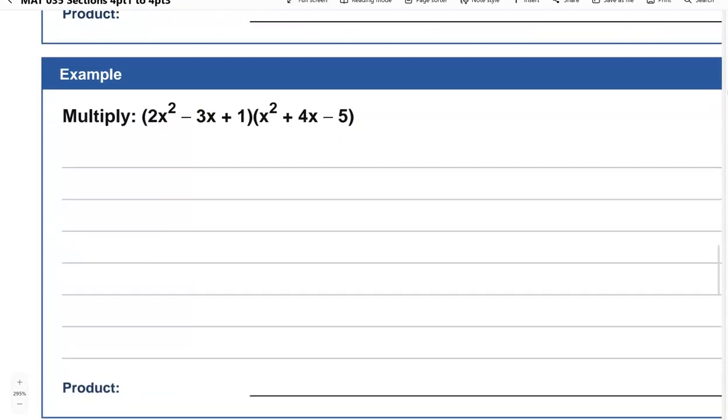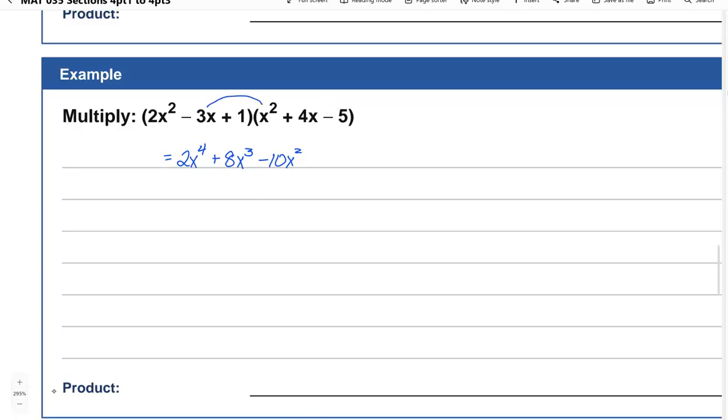And then you may want to pause the video and try the last one. The last one says 2x squared minus 3x plus 1 times x squared plus 4x minus 5. So I'm going to start by distributing the 2x squared to everything. That's going to give me a 2x to the 4th plus 8x cubed minus 10x squared. And we're going to distribute the minus 3x.